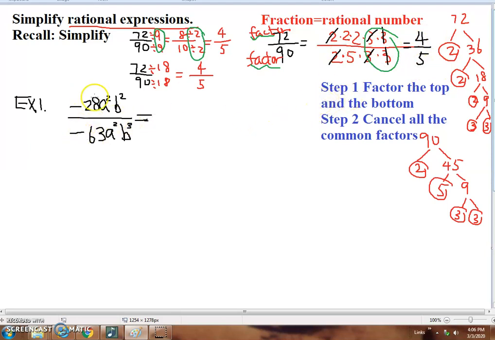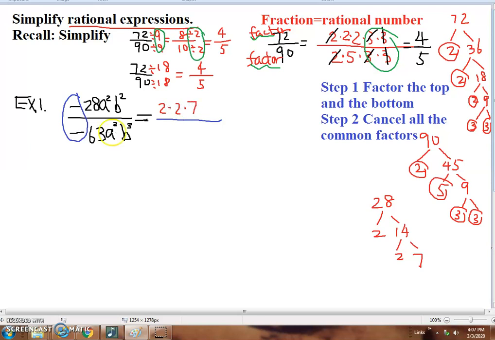So step 1, factor the top and bottom. So the top, notice that a negative number divided by a negative number will give us a positive. We can go ahead and just ignore these 2 negative signs. 2 negatives make a positive. Now we're going to break down 28. 28 is 2 times 14, and 14 is 2 times 7. So we're going to have 2 times 2 times 7.